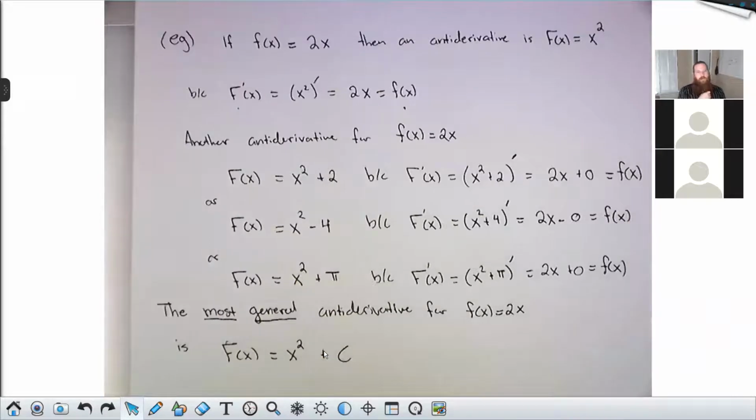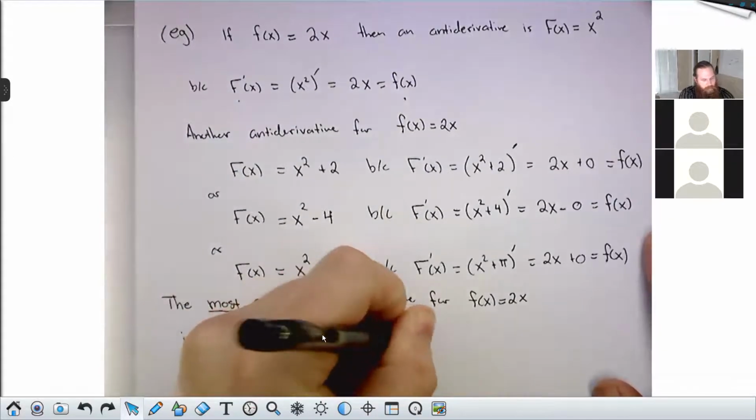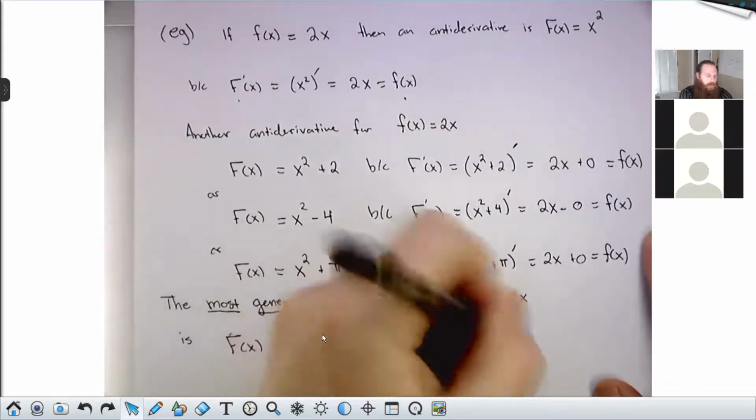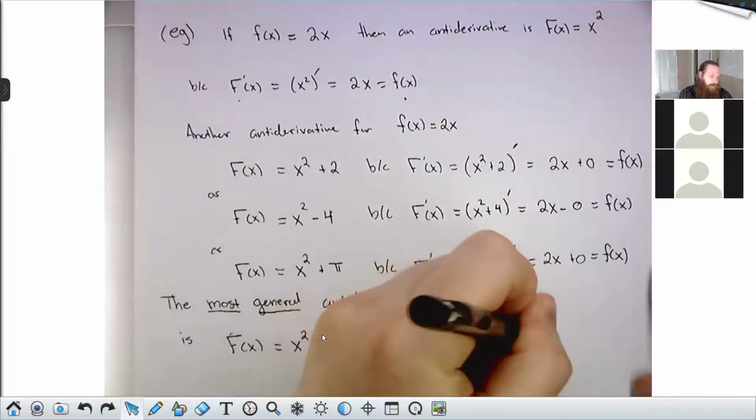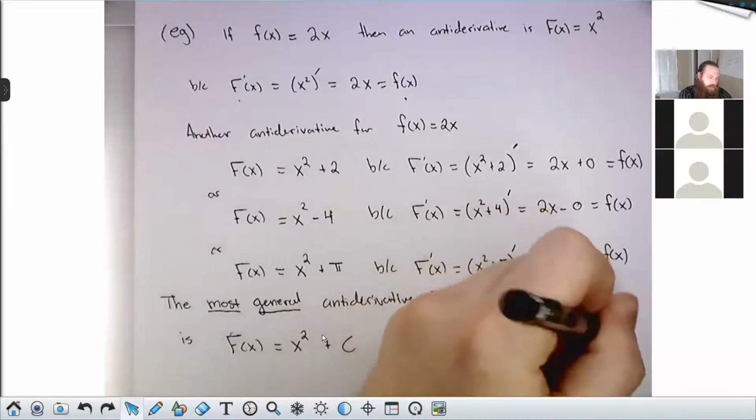And when we talk about these, we like to use the symbol capital C for that arbitrary constant, meaning if you differentiate x squared, you'll get 2x. That's great. If you differentiate x squared plus or minus any other number, like x squared plus 5 or x squared minus 7 or x squared plus pi, you'll also get 2x. So here the number c is called an arbitrary, meaning I don't care what it is, constant.